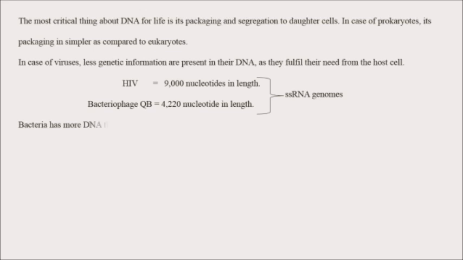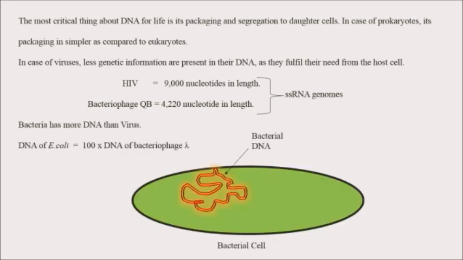Bacteria have more DNA than viruses. The DNA of E. coli is 100 times more than that present in bacteriophage lambda. In addition to bacterial DNA, bacterial cells also contain plasmids. Plasmids also provide resistance to the bacterial cells. For example, they can provide resistance against certain antibiotics.